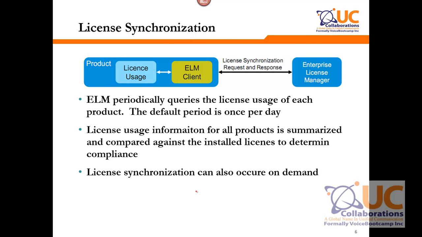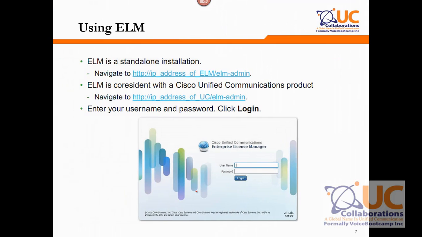Now, license synchronization takes place every 24 hours. Enterprise License Manager periodically queries the license usage of each product. The default is once per day. License usage information for all products is summarized and compared against what is installed in the system to determine compliance. License synchronization can also occur on demand, where you can initiate it if you need it. ELM can be accessed by navigating to the IP address of the server followed by ELM-admin, or, if co-resident, the IP address of the server followed by ELM-admin. In either case, you need a username and password to log in.